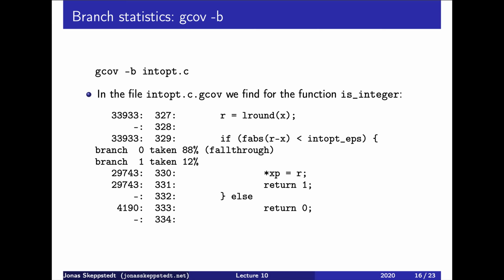We can also get the branch statistics with this. So what this says is that one of these is taken more frequently than the other. Okay.